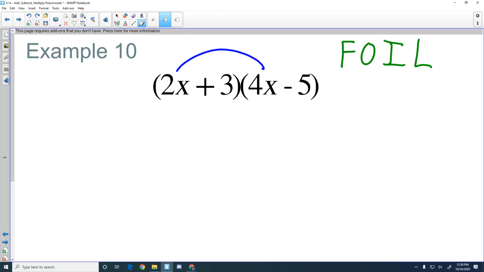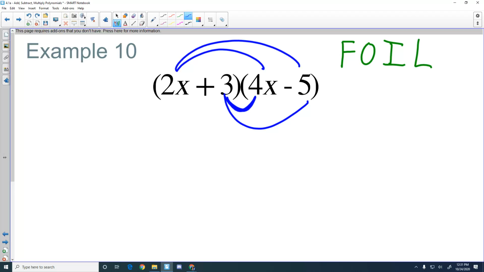That's the F. The O in FOIL stands for outer, so then I multiply the outer terms. The 2x and the negative 5 are on the outside. Then the I stands for inner. These are the 2 inner terms, right in the middle. Multiply them together. The L stands for last. I multiply the last 2 terms together. So the 3 is the last term in the first binomial. The negative 5 is the last term in the second binomial.